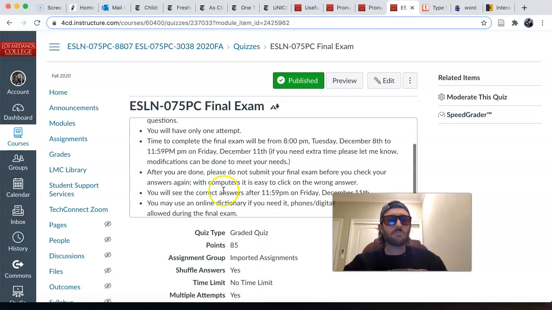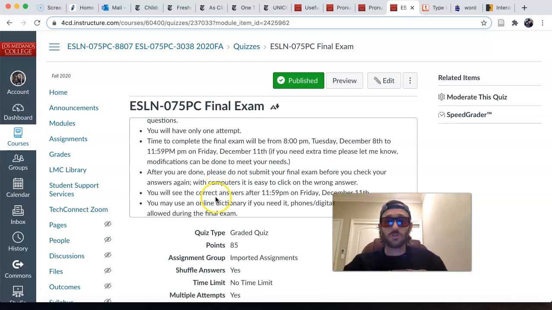So take as much time, and please make sure that you do not submit your final exam before you check all of your answers. You only get one submission, so you want to make sure that all your answers are indeed correct or to the best of your ability. You only have one attempt on this, so please review your responses before you submit. The correct answers will become available after midnight, so starting on Saturday.